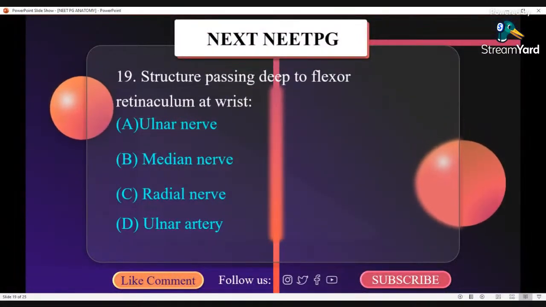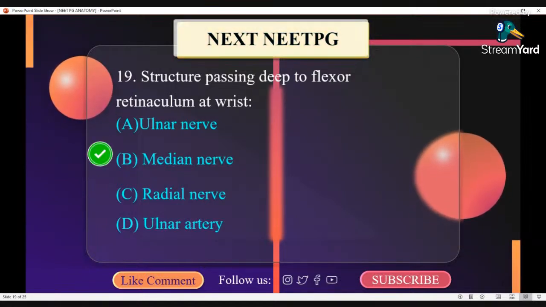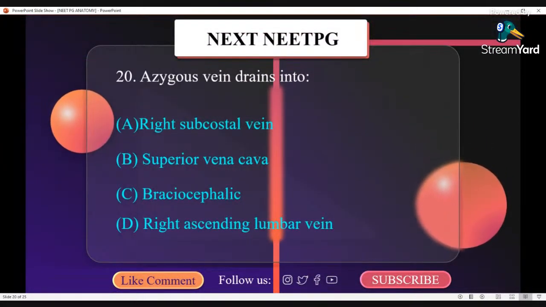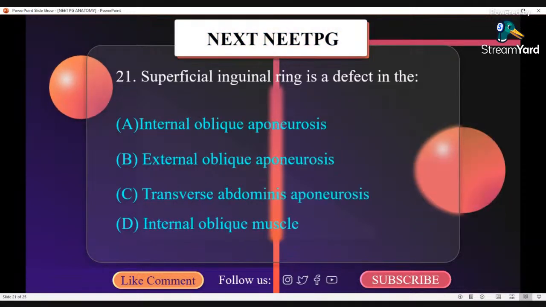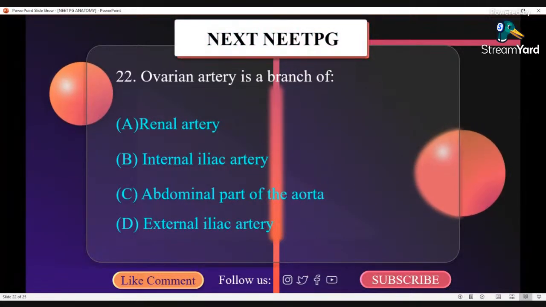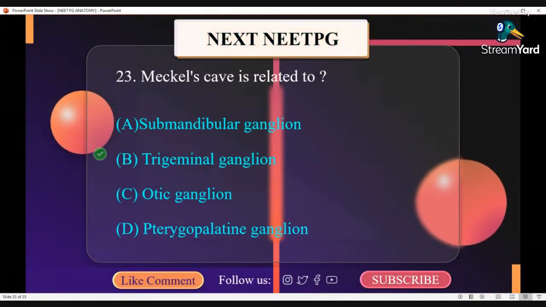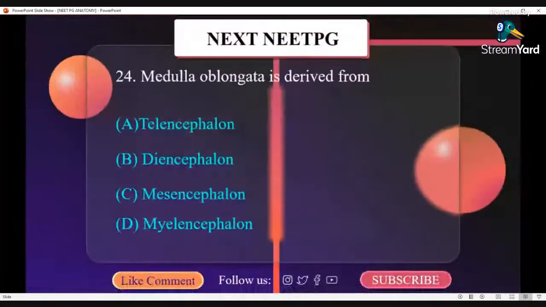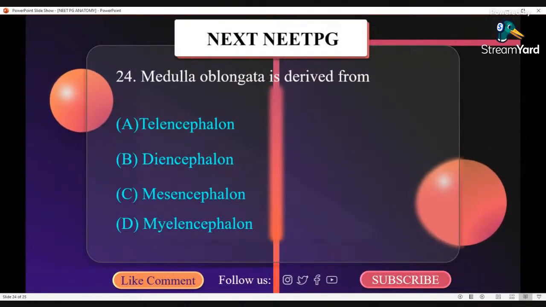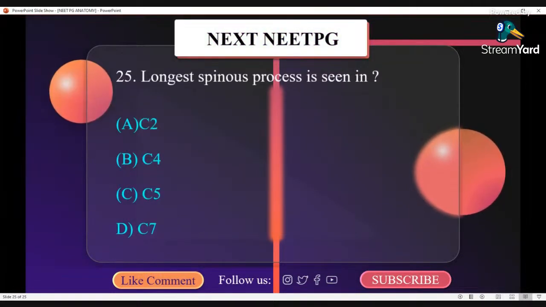Structure passing deep to flexor retinaculum at wrist is the median nerve. Azygos vein drains into superior vena cava. Superficial inguinal ring is a defect in external oblique aponeurosis. Ovarian artery is a branch of abdominal part of aorta. Meckel's cave is related to trigeminal ganglion. Medulla oblongata is derived from myelencephalon. Longest spinous process is C7.